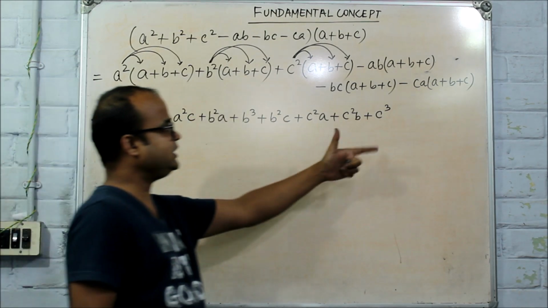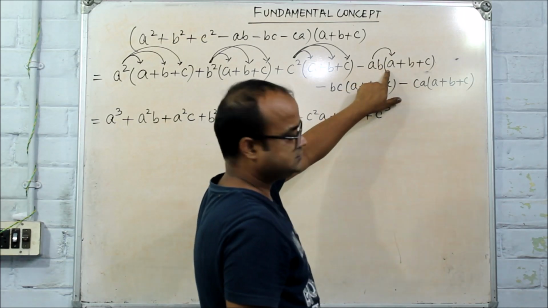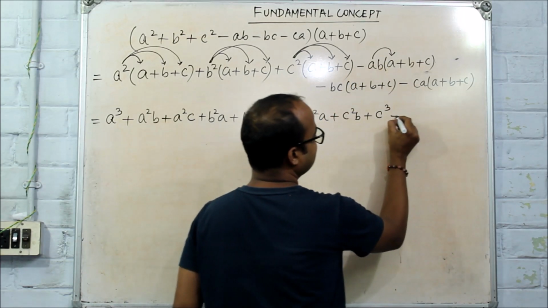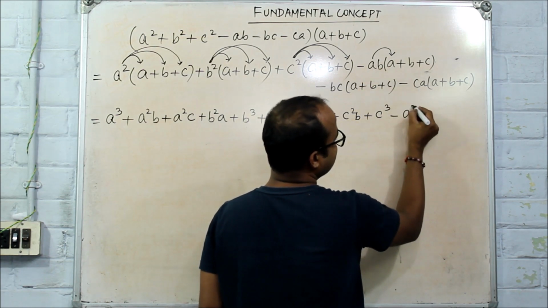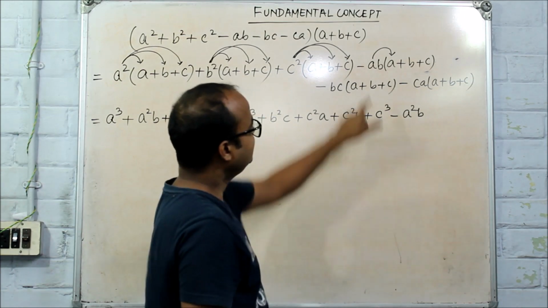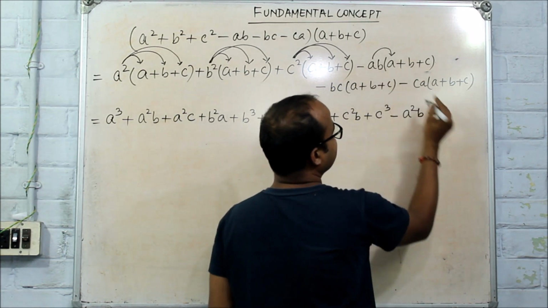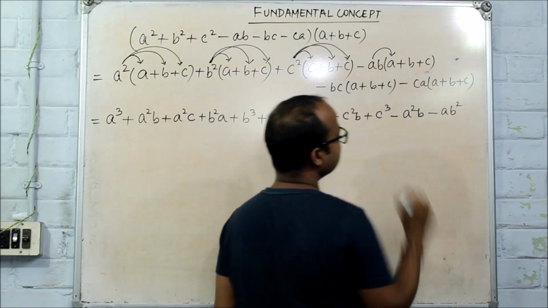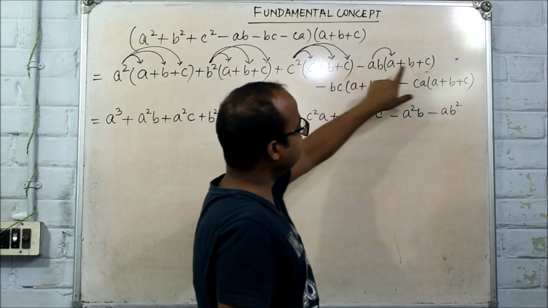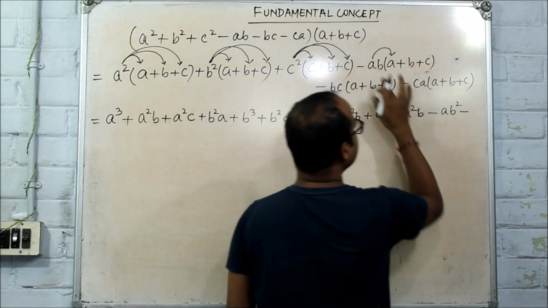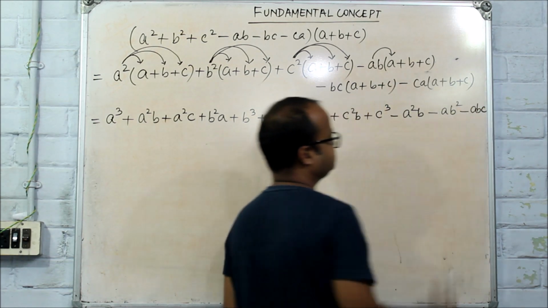Same way we move to the next term. Now minus, plus, minus: ab into a. There are two a's, so we write a square b. Minus plus minus: ab into b, so it will be equal to ab square. Minus plus minus: ab into c, so it will be abc.